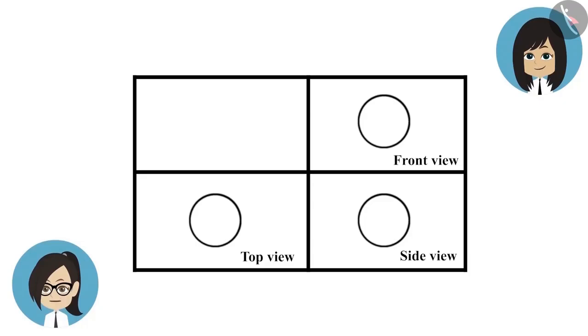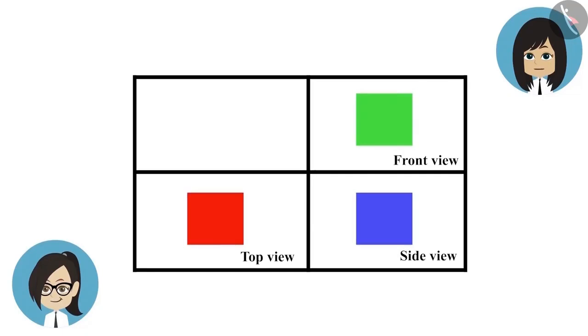How can this happen? All 3 views of any object should be different. Hey, I have another drawing in which all 3 views of one object are the same. Show that also. See this. All these are in the shape of a square, and that too of the same size. Yes, now try and guess.